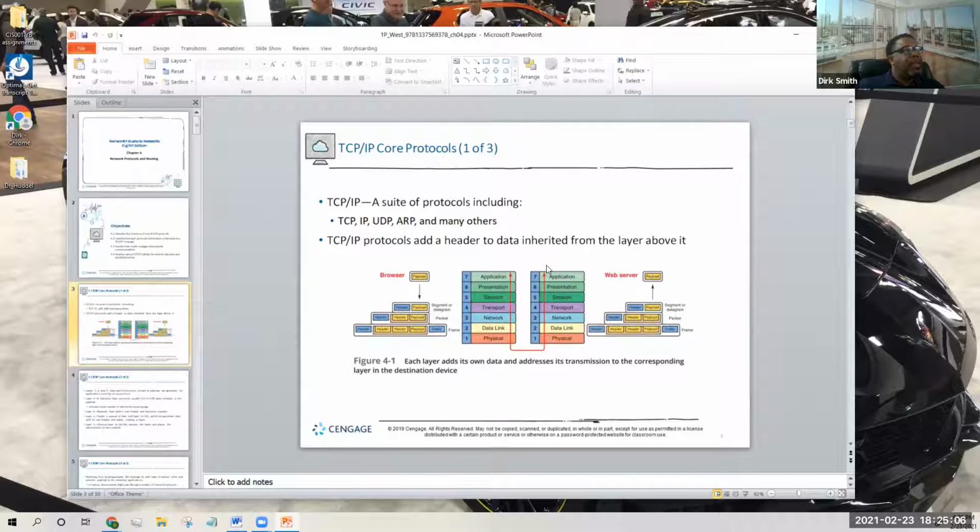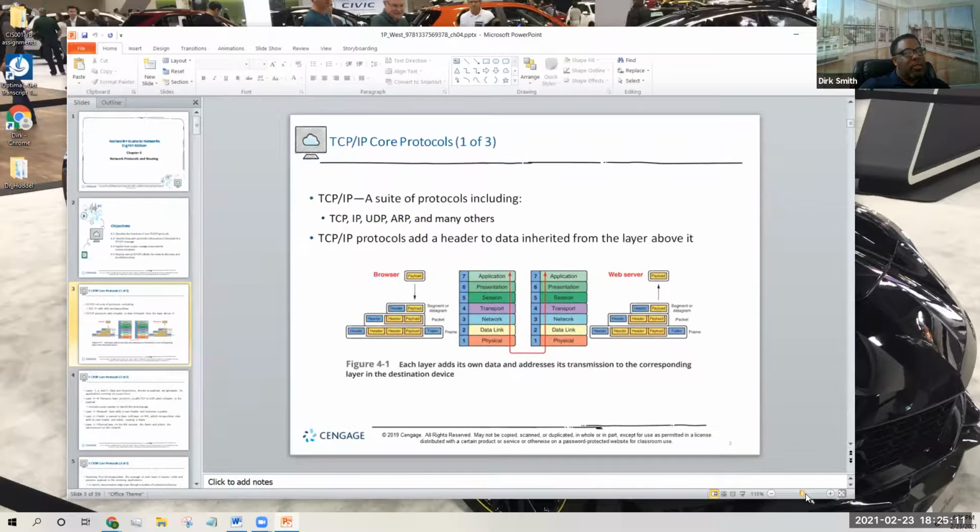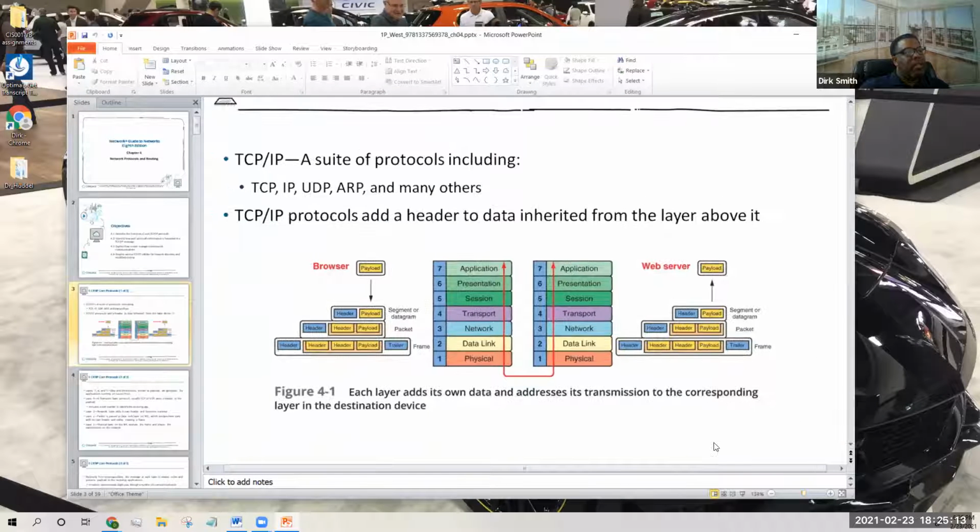Let me just see if I can make this larger, just in case you can't see the small print. That's a little bit better.